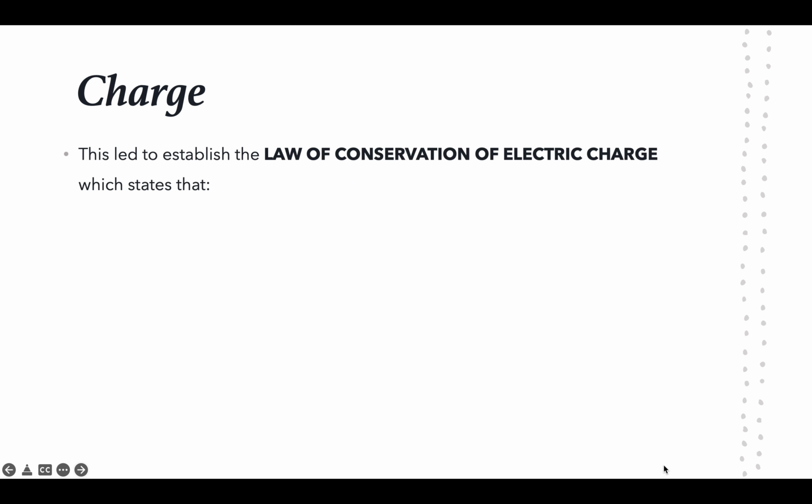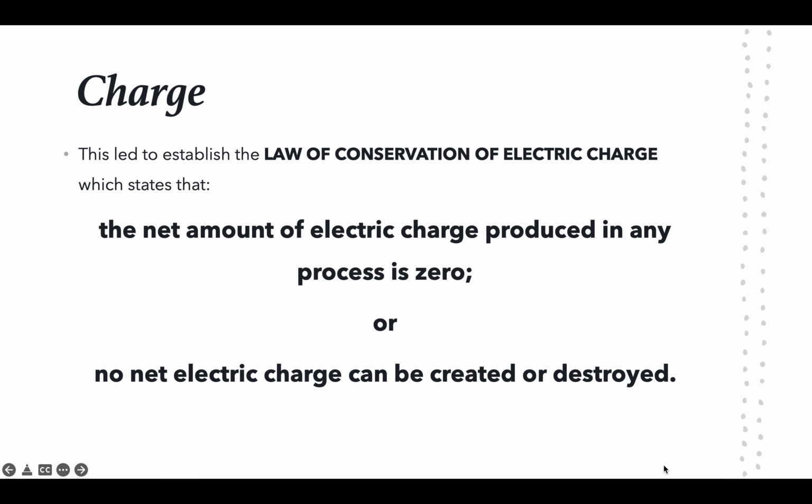This led us to one of the most important laws of physics, which is the law of conservation of electric charge. This law states that the net amount of electric charge produced in any process is zero. In other words, it means that no net electric charge can be created nor destroyed, only changed from one object to the next.